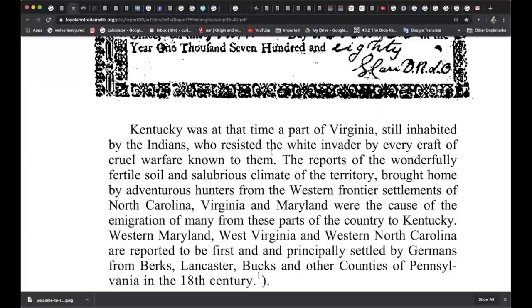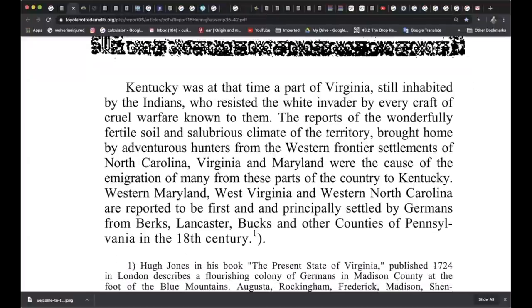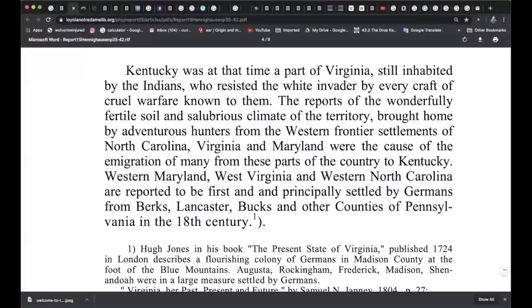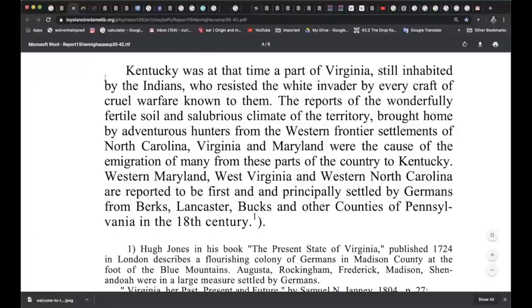The reports of the wonderfully fertile soil and salubrious climate of the territory brought home by adventurous hunters from the western frontier settlements of North Carolina, Virginia, and Maryland were the cause of the immigration of many from these parts of the country to Kentucky. So your ancestors here, you know, making sure they're fighting, they're trying to keep their land.